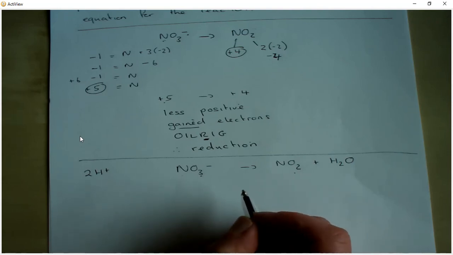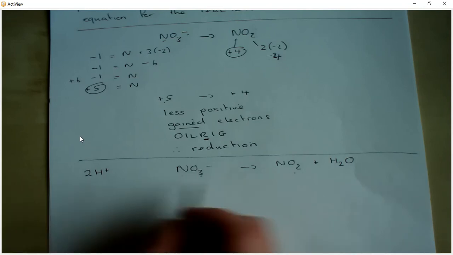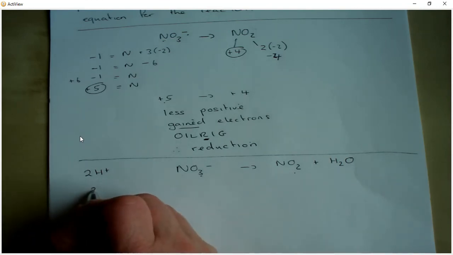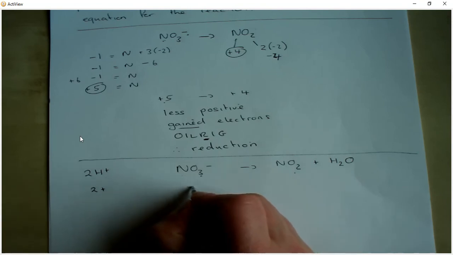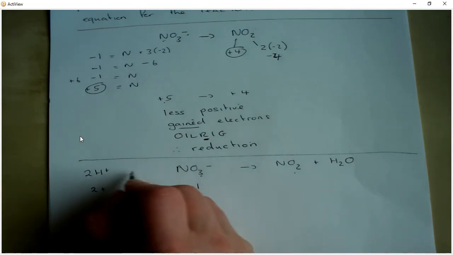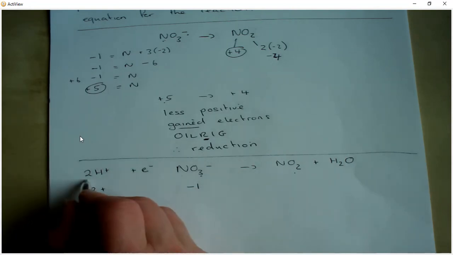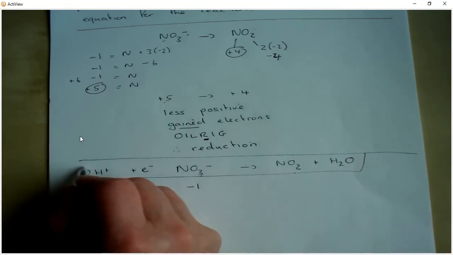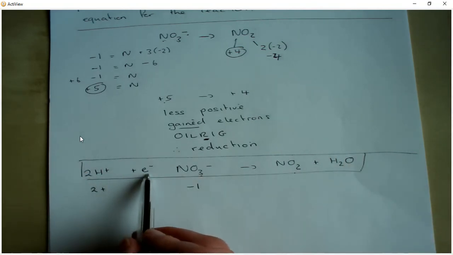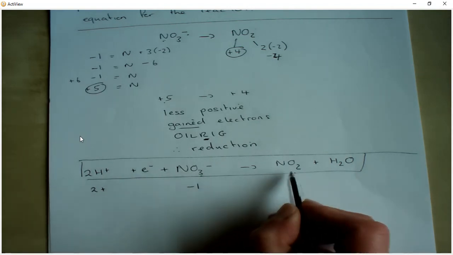Now all I've got to do is balance the charges by adding electrons. On the right-hand side, there's no charge at all, which means on the left-hand side, there's got to be no charge. So I've got 2 plus over here, and I've got -1 there. Hopefully you can see that to make that 0, I need to add 1 electron. So my overall half equation is 2H+ + e- + NO3- gives NO2 + H2O.